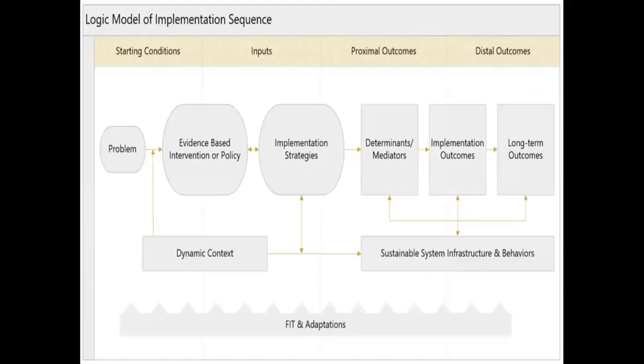This is our interpretation of a logic model in the context of implementation science, in the sequence as the projects are happening. Very traditionally, there are obviously the starting conditions, inputs, proximal outcomes, and then the distal outcomes represented here. In the context of a D&I study, you first would define your problem, and then you would think about what intervention or policy would be appropriate to address that.